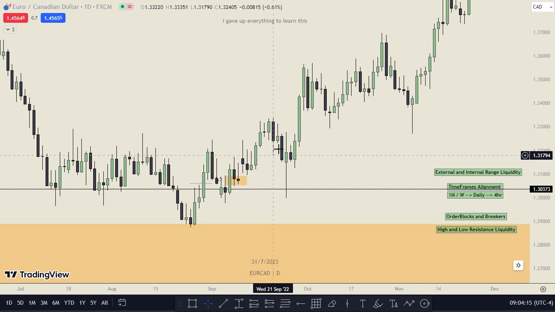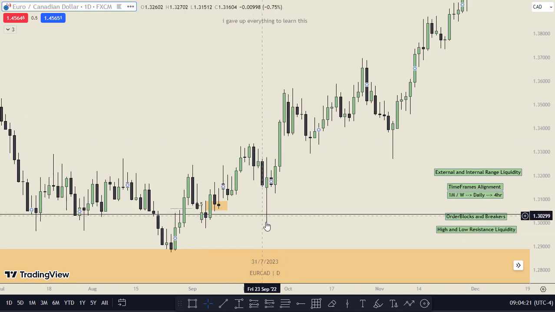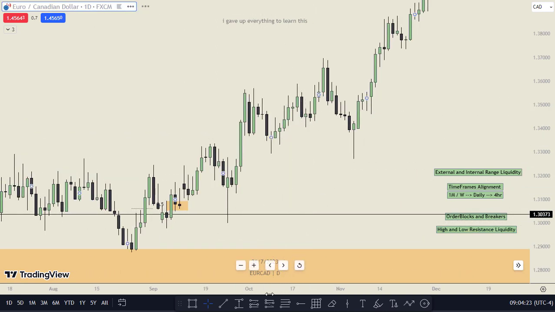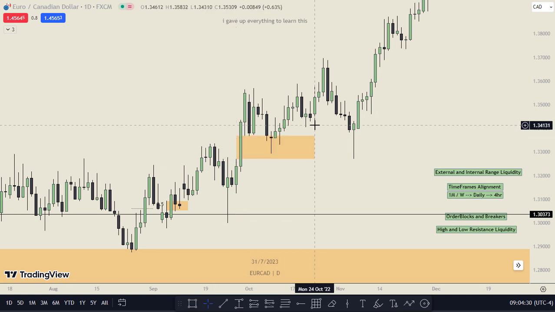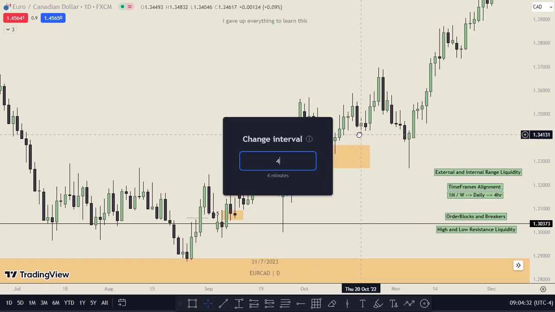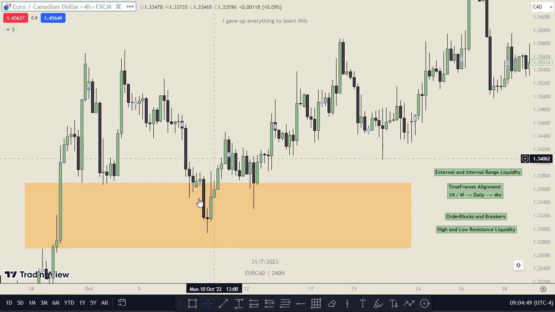So there wasn't an opportunity here. Here we have another break of structure, right? And you want to go to the lower time frames of the 4-hour, and you want to look for a 4-hour market structure shift. Let's go and see if we have one. So you can see we have a market structure shift right here. The 4-hour is also indicating that we want to go long.